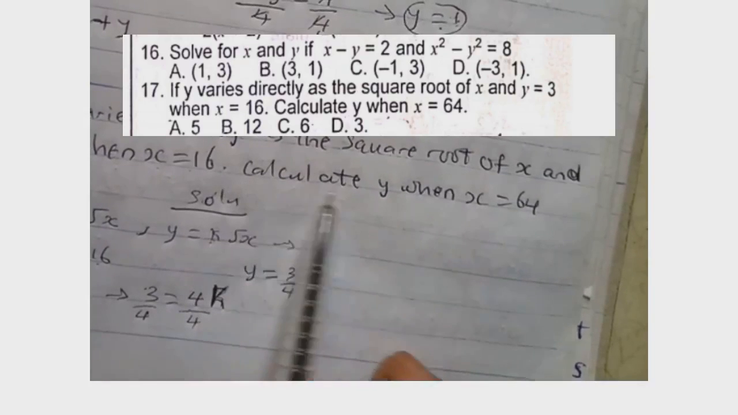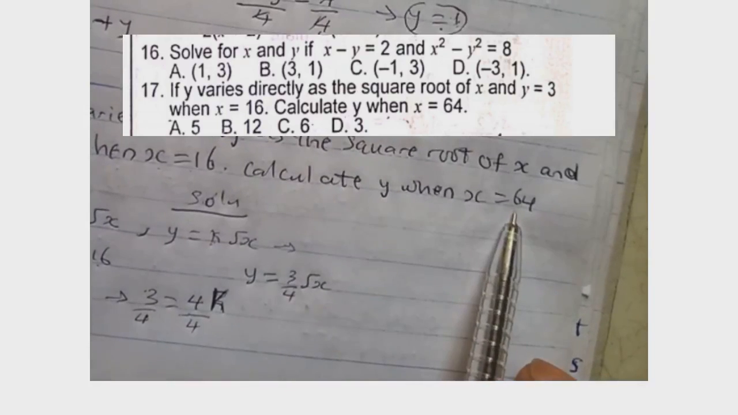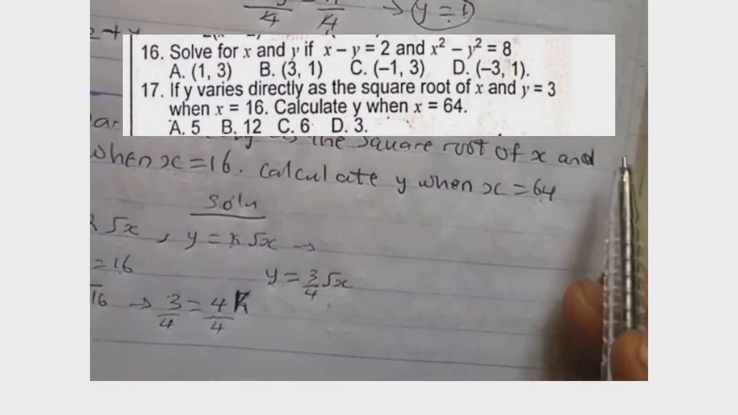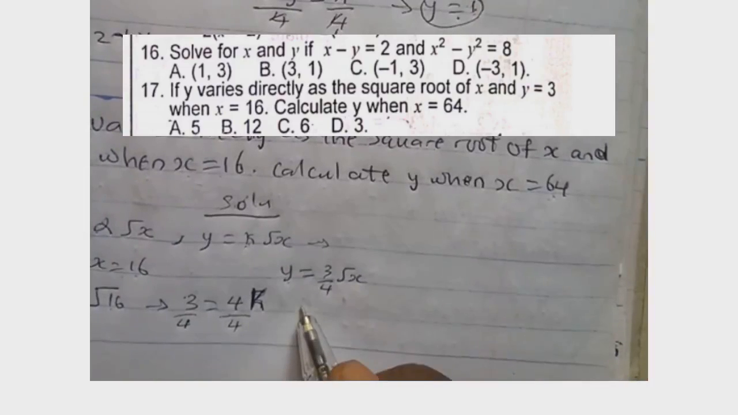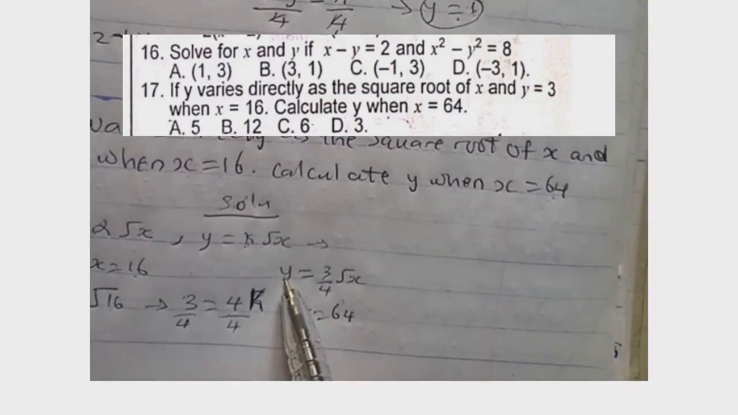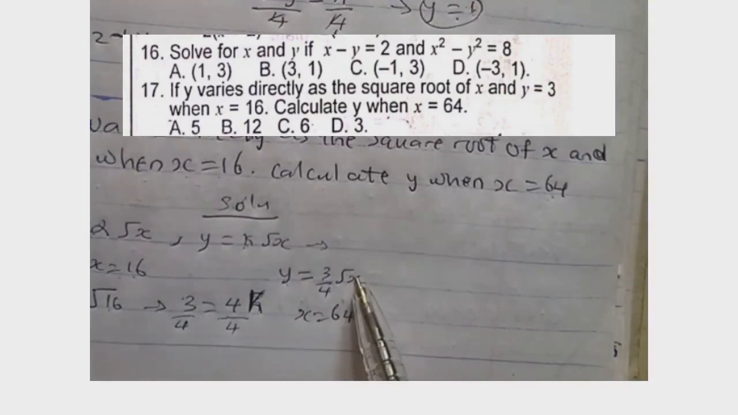For this question, calculate y when s is equal to 64. We want to get the value of our y here, and our s is equal to 64. So we want to get the value of this y. Let's put 64 into where you see our s.